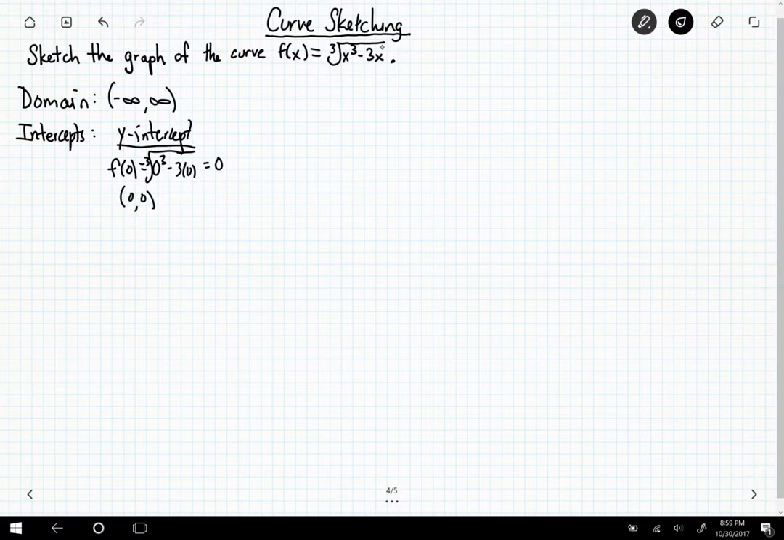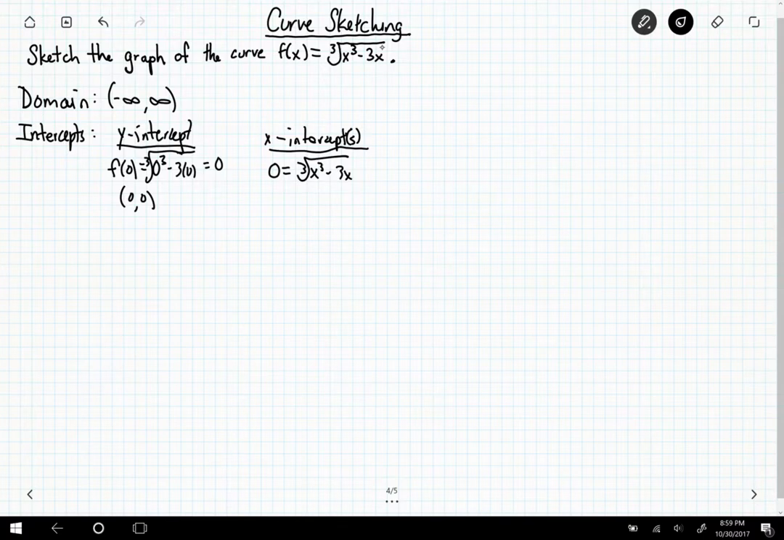That's good. So now the other one, x-intercept, or possibly intercepts, because you can have more than one. Notice even with the cube root, you're setting the whole equation equal to 0, so it's when the y value equals 0. So you get cube root of x cubed minus 3x.